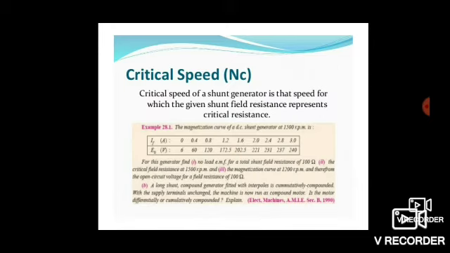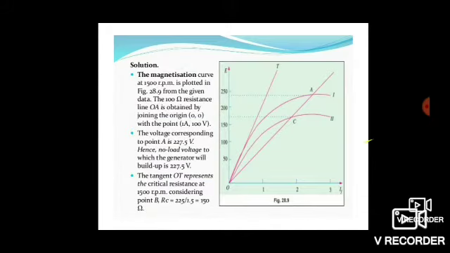Then critical speed. Critical speed of a shunt generator is that speed for which the given shunt field resistance represents the critical resistance. Then the magnetization curve at 1500 rpm is plotted in the figure.